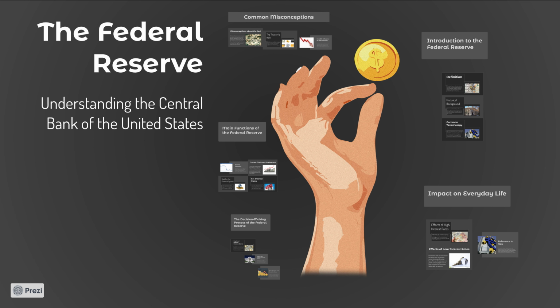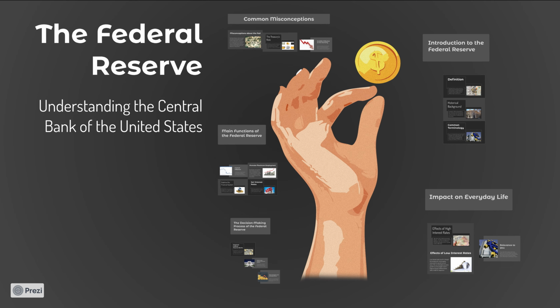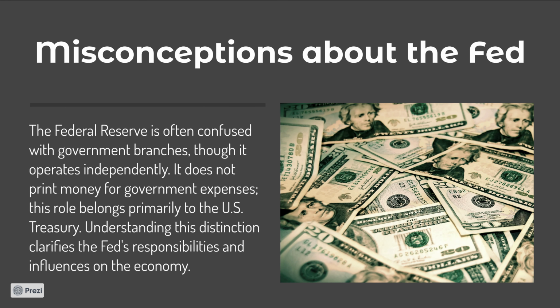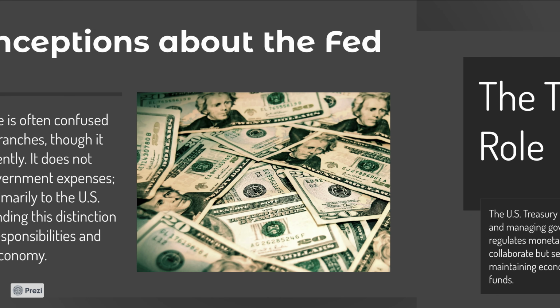Now that I've gotten that major misconception aside, let's talk about some smaller and more common ones. So the Federal Reserve can be confused with some government branches, but it does not print money. That is what the US Treasury does. Now, the US Treasury is often confused with the Federal Reserve in a variety of ways.